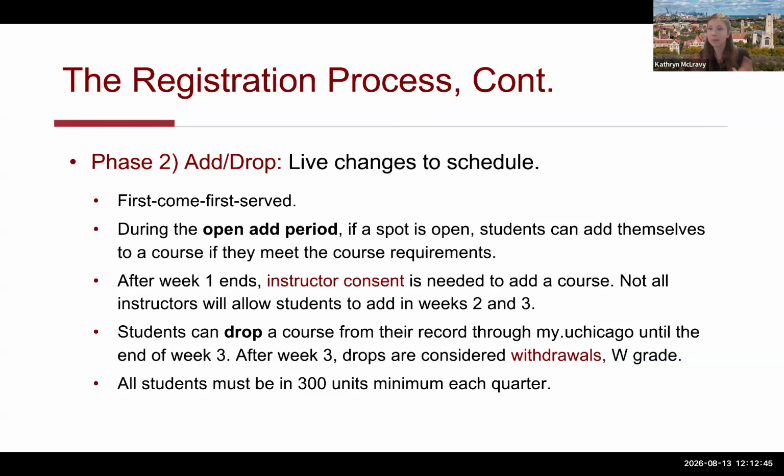But of course, if you have questions about that, you can always let us know or your academic advisor. And then all students must be enrolled in 300 units at the minimum each quarter. So if you do need to make changes, make sure during add drop period that, by the time the quarter starts, you have 300 units, which is typically equivalent to 3 classes.